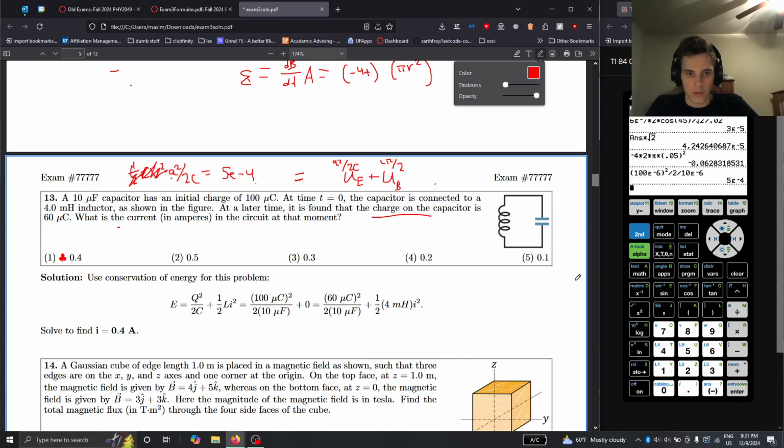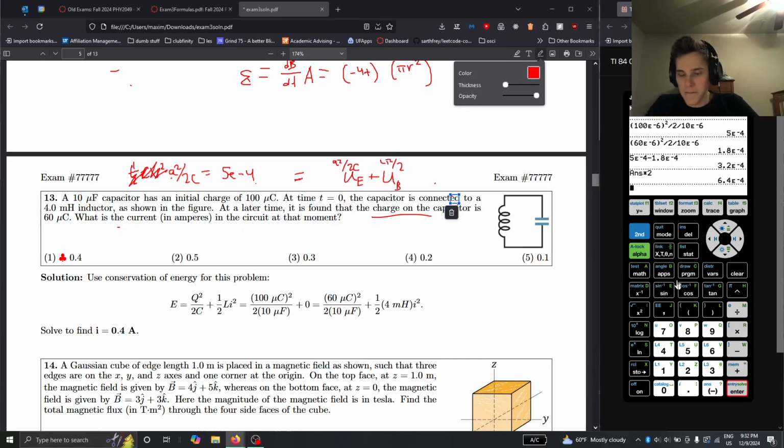So let's do this Q squared over 2C term. It's just like this, except now the charge has decreased to 60 from 100. So we'll take this and subtract this. This is now equal to our second term, Li squared over 2. So we'll multiply by 2, and this is equal to Li squared. We want the I, so we'll divide out the L, which we're given here, for negative 3. And we can square root this to get 0.4, our current.